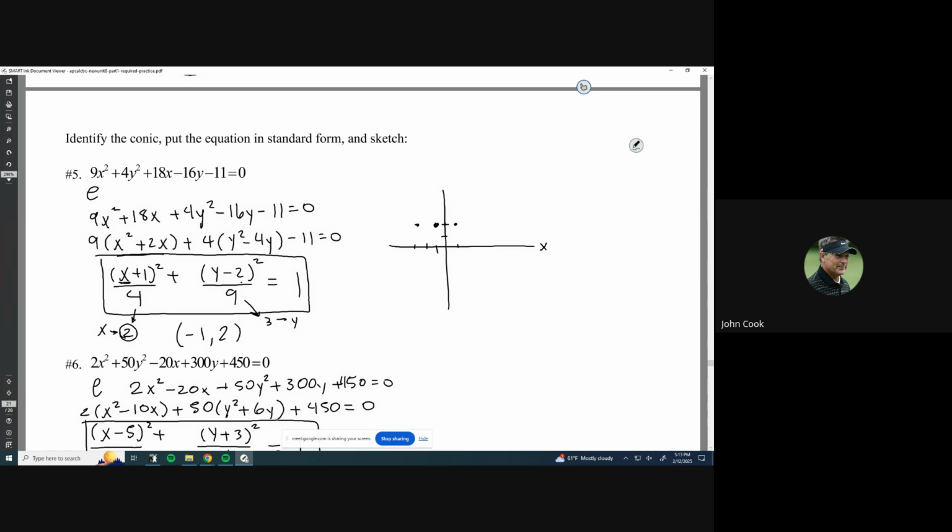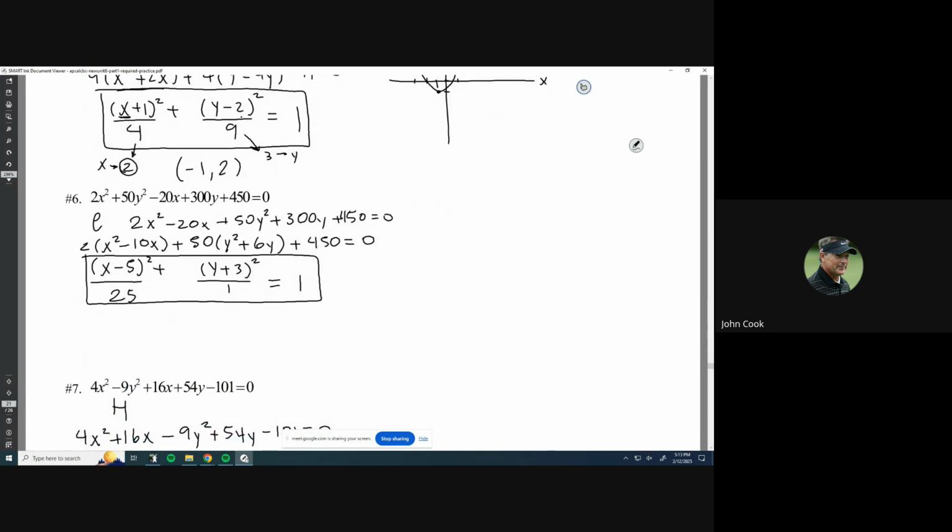So again, from the center, go up by 3, 1, 2, 3, go down by 3, 1, 2, 3, and then just connect all the dots on the outside. There's your ellipse. It looks like a stretched out circle in one direction, either the x direction or the y direction. So our last ellipse, again, just draw out the center.